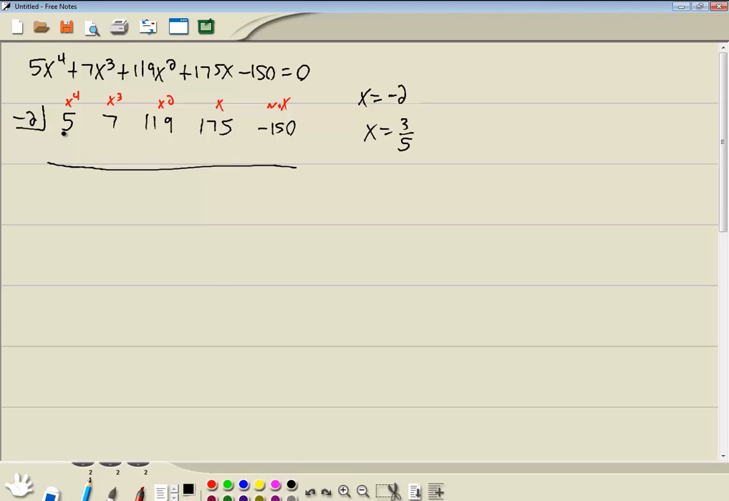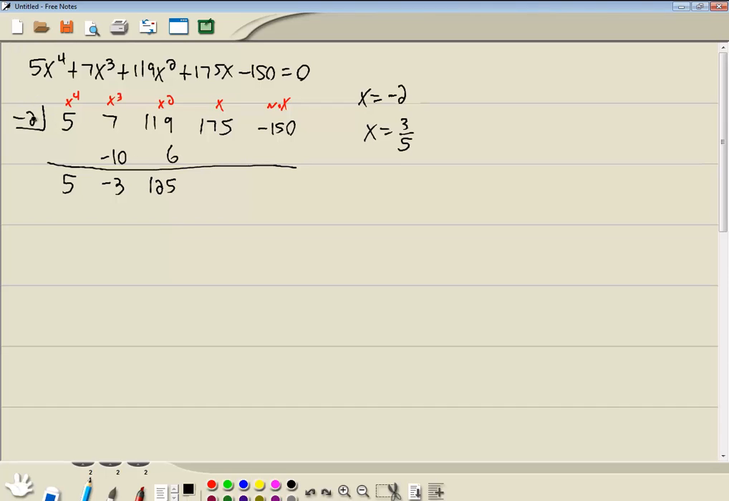Now we're going to go through a series of adding and multiplying over and over until we're done. So we'll add the first column, 5 plus nothing. Then we multiply. You always multiply by the number in the box, times the number you put down here. -2 times 5 is -10. Then you add. 7 plus -10 is -3. Then you multiply. -2 times -3 is 6. Add. 119 plus 6 is 125.